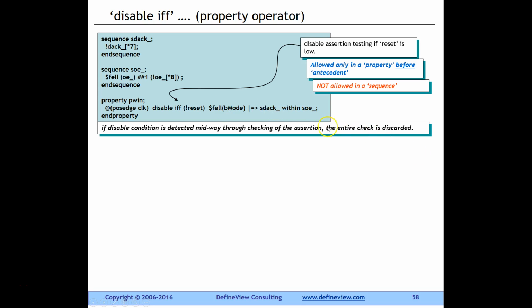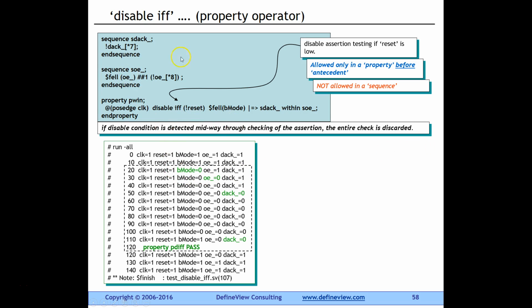Let me show you what happens if reset is low. So here's the simulation log of this particular assertion. Very quickly, the reset remains high throughout the execution of this assertion, and obviously I have designed it such that the assertion passes. I haven't shown the assert statement here, but the name of the assertion is pdiff, and the assertion pdiff passes.